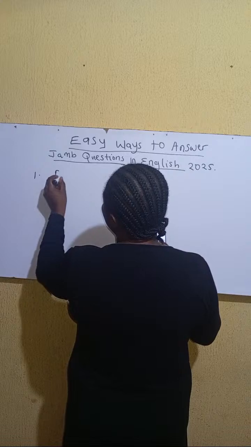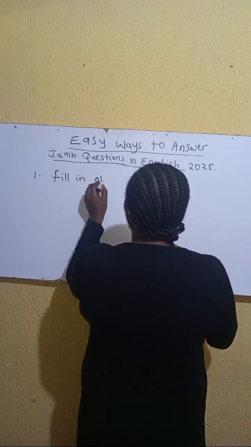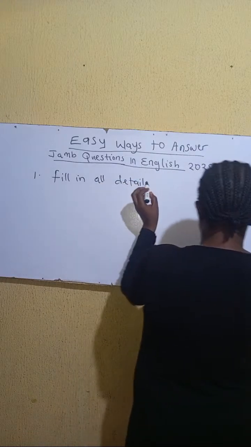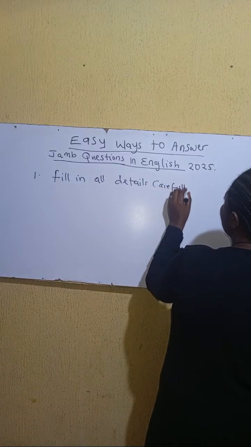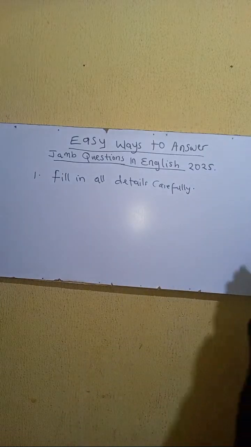Number one thing to do is to fill in all details carefully. Okay, this is the number one thing to do. Fill in all details carefully.